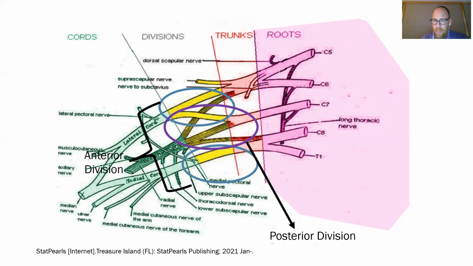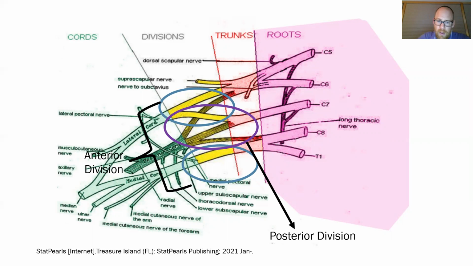Okay. All right. One thing to keep in mind. From the posterior division arises the posterior cord and the radial nerve. Okay. So we talked in class today about how the radial nerve innervates the posterior forearm and the thumb. Well, very interesting, the radial nerve arises from the posterior division and the posterior cord, right off the posterior cord. So radial nerve, posterior cord, posterior division of the brachial plexus.